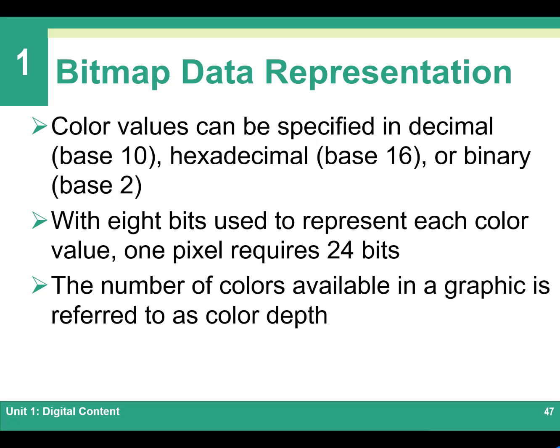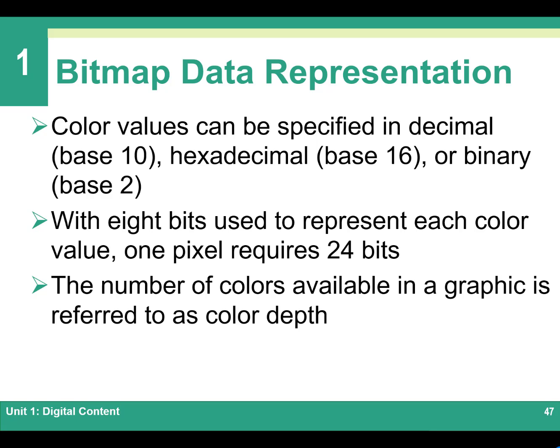So I've already talked a little bit about the different values. Color values can be specified in base 10, which is the numbering system we're most commonly familiar with, hexadecimal, which is base 16, which I briefly explained on the prior slide, and binary, which is base 2, which is stored in ones and zeros. So with 8 bits, using those 3 different colors, it'll require 24 bits to store the color for 1 pixel.